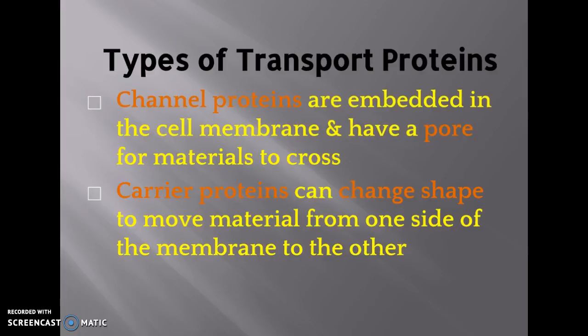Now, transport proteins come in several different kinds. You have channel proteins, which act kind of as a tunnel. There's a hole in the center that allows those molecules to just pass right through. Another kind is called a carrier protein, where that protein is going to change its shape. And when it changes its shape, it's going to move the material from one side of the membrane to another. Both of these can be used in facilitated diffusion. Typically, though, we're going to see carrier proteins in active transport and channel proteins in passive transport.